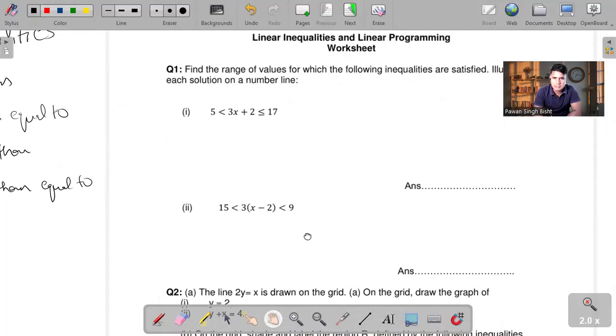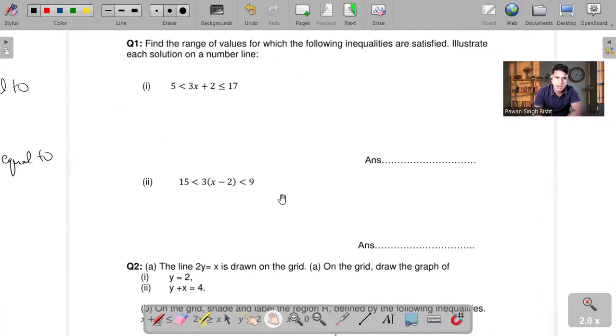So let's just start with the question. First question. And sometimes you have to represent it on the number line. How to represent it in the number line? That I will show you in the question only. Right? Now, first question. The first question is the tough one. So whenever we have this type of question in inequality, we solve the left part and right part. Can you see the two circles? We solve both these parts separately. So first we solve this part, 5 less than 3x plus 2, and then 3x plus 2 less than equal to 17.